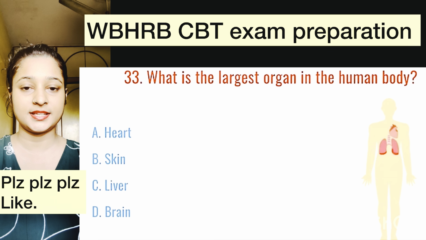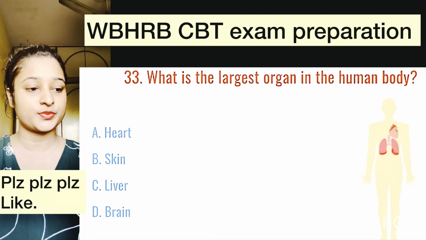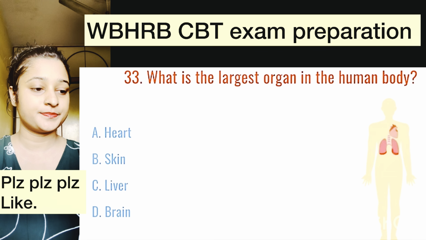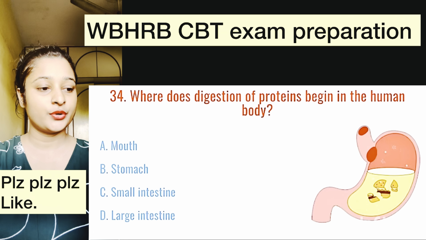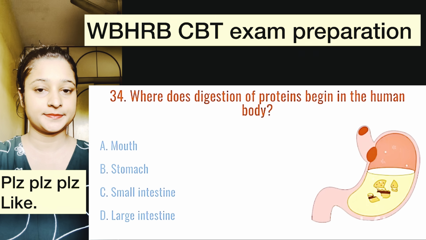Question number 33 is, what is the largest organ in the human body? Option A is heart, option B is skin, C liver and D brain. Here correct option is option B skin.